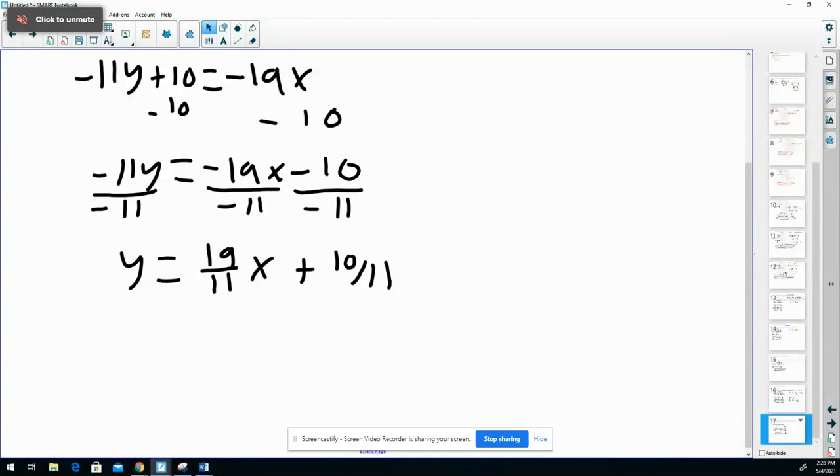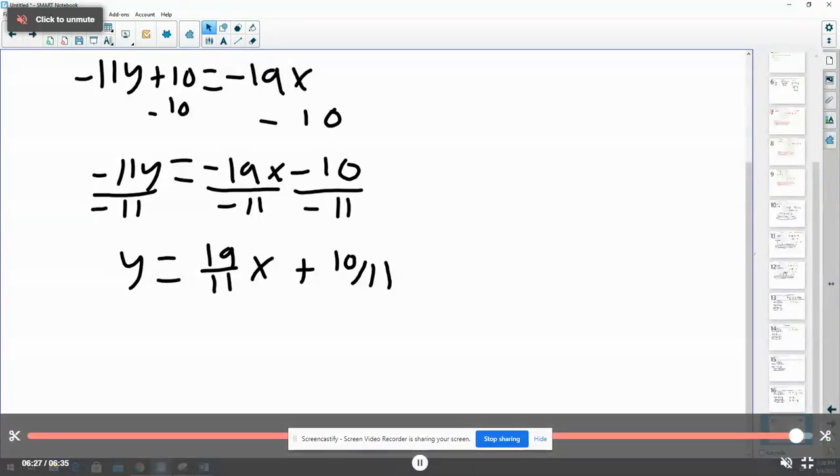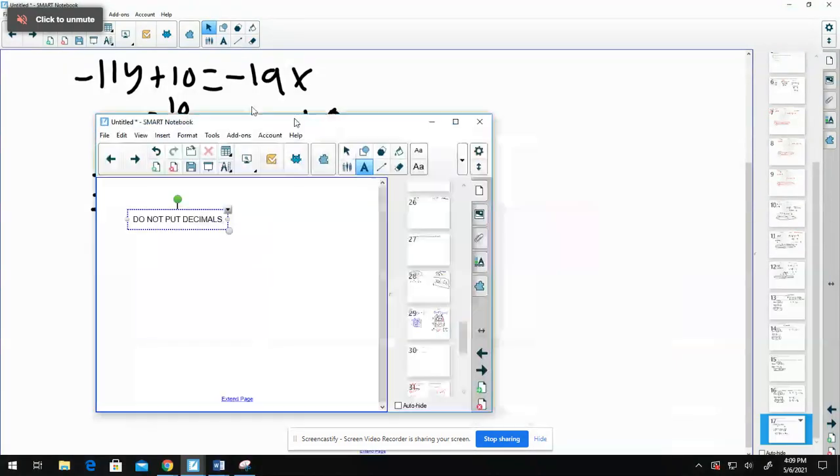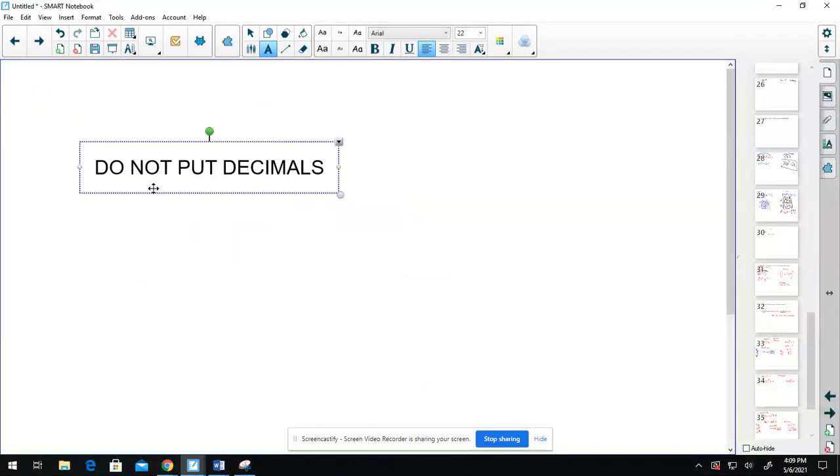Okay, here is a note reminder for you. Where's my mouse? There's my mouse. Okay, do not put decimals. Put fractions. Okay? If you put decimals, it's going to mark you wrong.